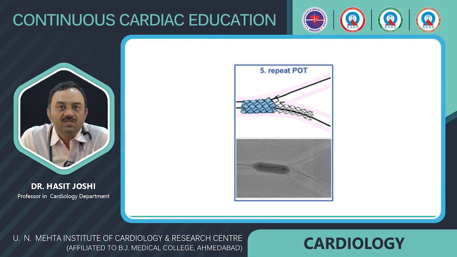If after this provisional strategy the side branch flow is TIMI 3, the lesion in the side branch is less than 70%, and the FFR is more than 0.75, it can be safely left alone.